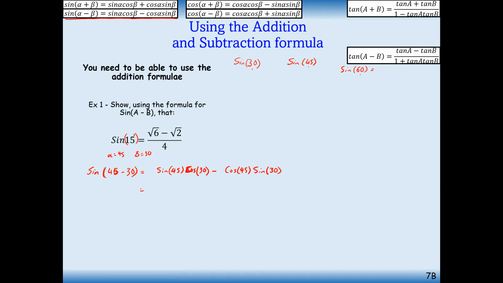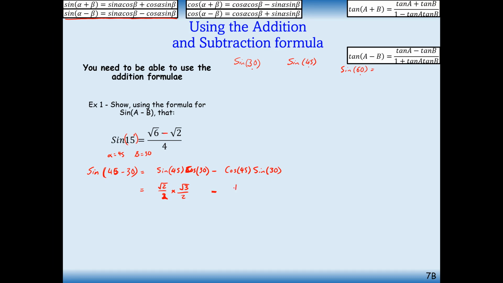So what are these? Sine of 45 is root 2 over 2, cos 30 is root 3 over 2, I believe. Let me just double check. Yeah, root 3 over 2 there. That's looking good already, because I can see on top of this fraction I will get a root 6. I have a minus sign here, which is good.